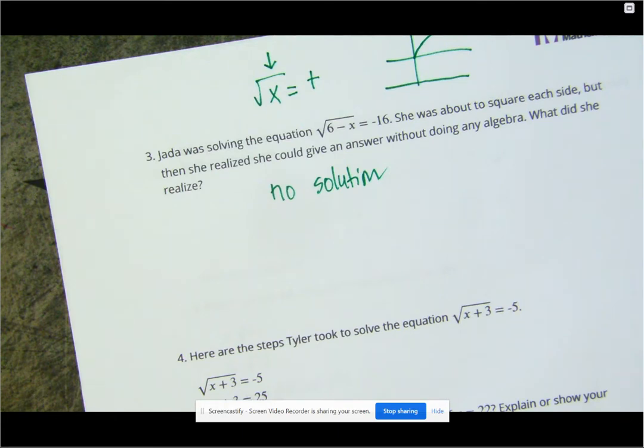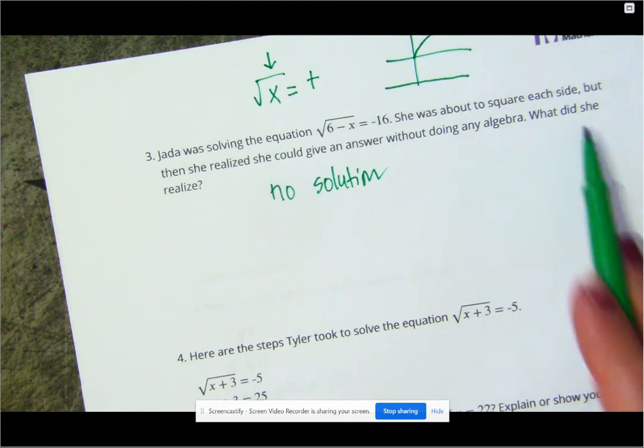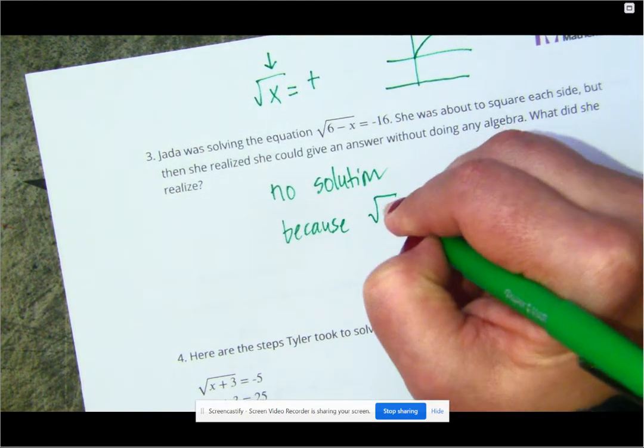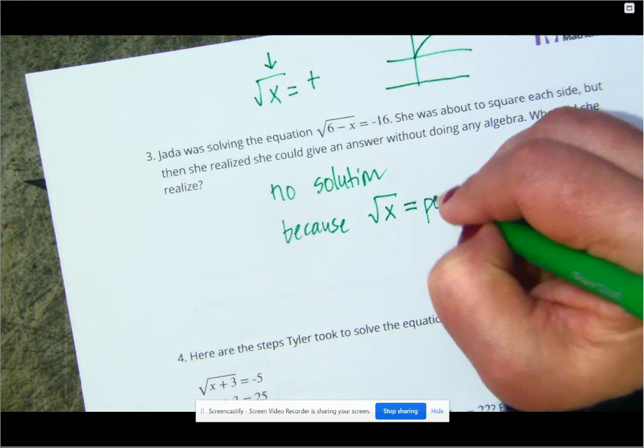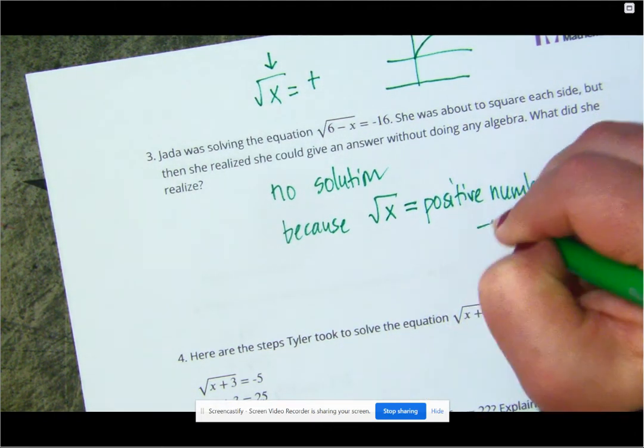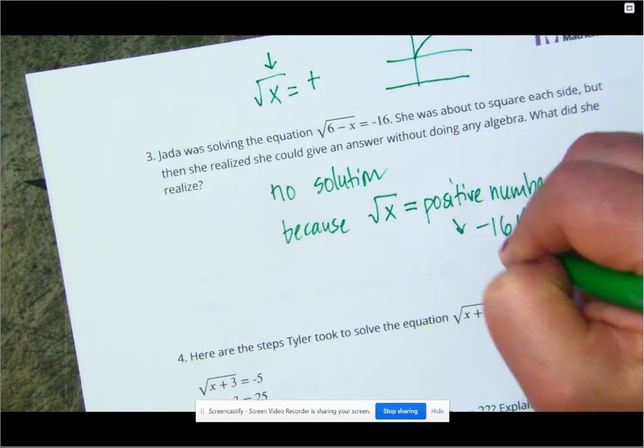You'll catch your mistake when you are checking. So it says she was about to. What did she realize? No solution. Because the square root of x has to be a positive number. And negative 16 is not positive.